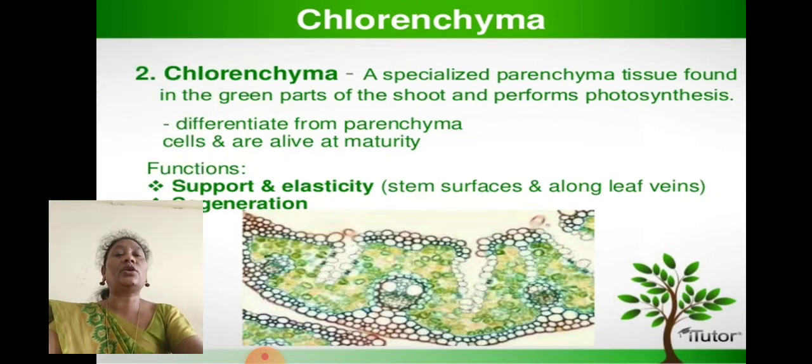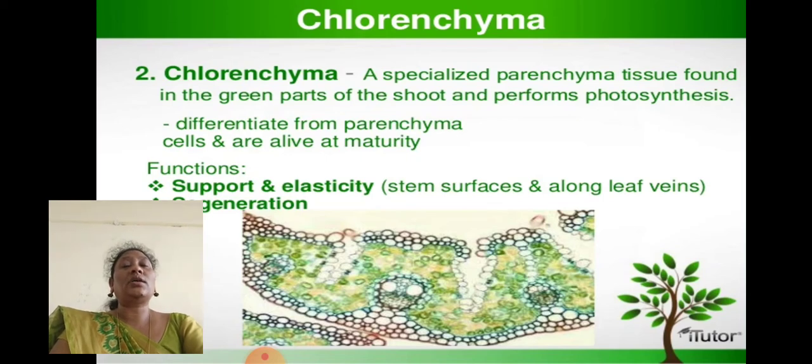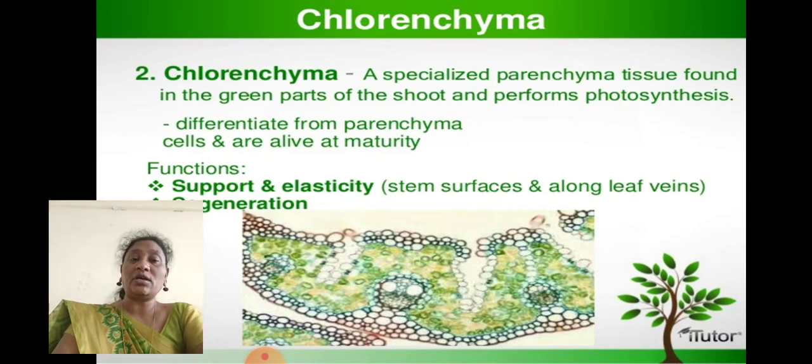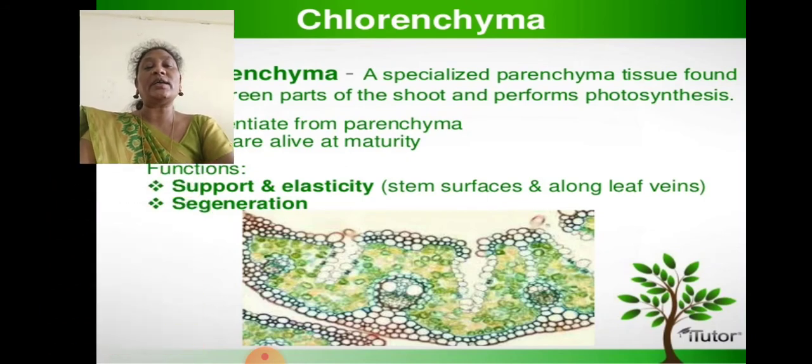You can see they have a lot of space between the cells. Next one is chlorenchyma. It is a specialized parenchyma tissue found in the green parts of the shoot that performs photosynthesis. It differentiates from the parenchyma, and the cells are alive at maturity. They are part of the parenchyma, but contain more chlorophyll to perform photosynthesis, so they are differentiated from the parenchymatous cells.